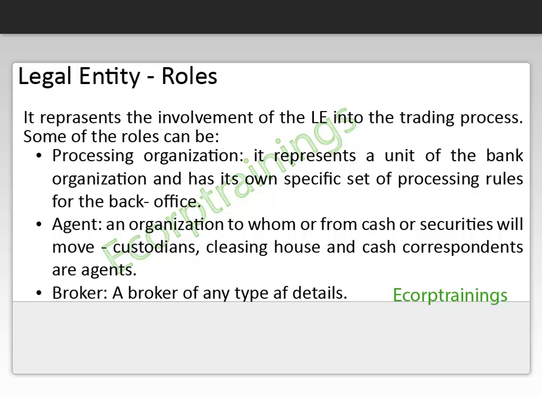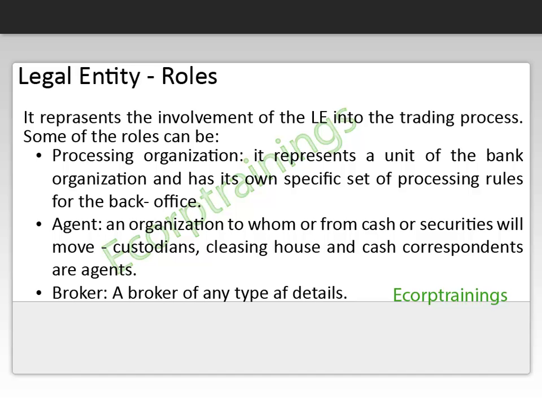Coming to legal entity roles. It represents the involvement of the legal entity in the trading process. Some of the roles can be processing organization. It represents a unit of the bank organization, and has its own specific set of processing rules for the back office. A PO can also represent an external entity for which the PO processes. In the name of agent, an organization to whom, or from which cash or securities will move.